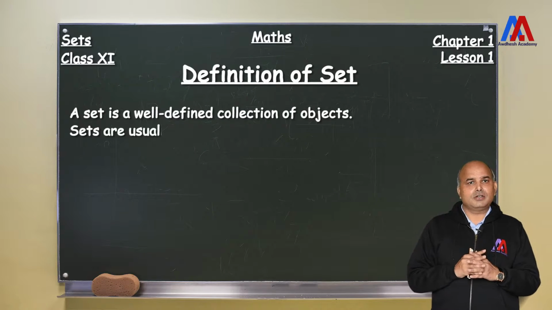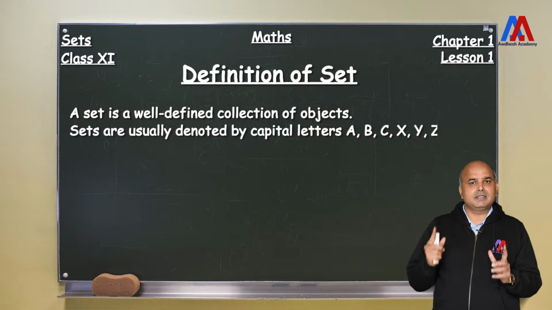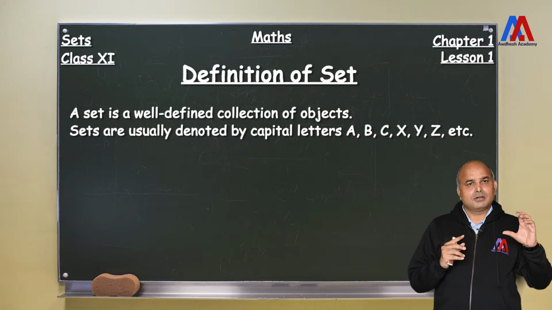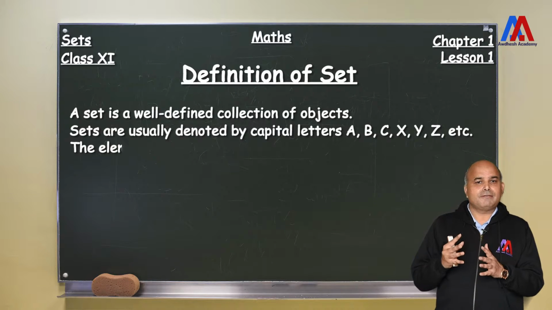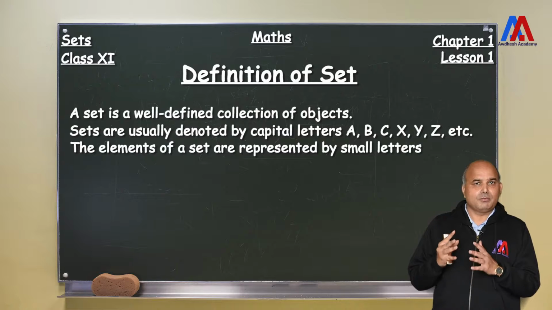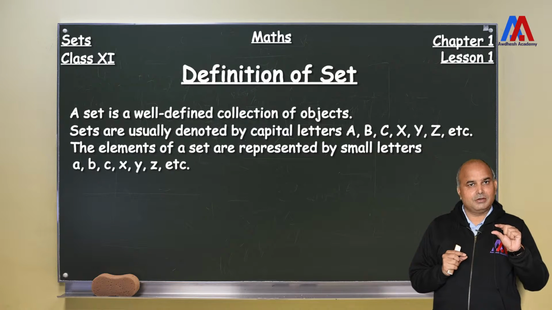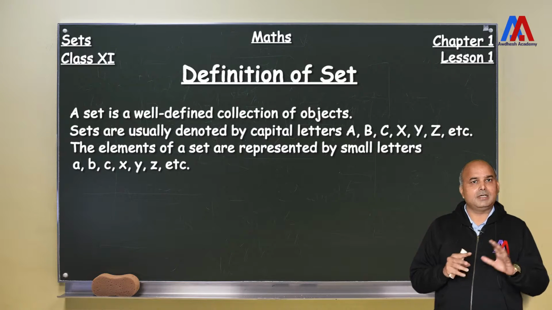Sets are usually denoted by capital letters A, B, C, X, Y, Z, etc. So you can have any capital letter to denote the set. The elements of that set are generally denoted by small letters like a, b, c, d. So any small letter will denote an element of the set, and the capital letter will denote the set itself.